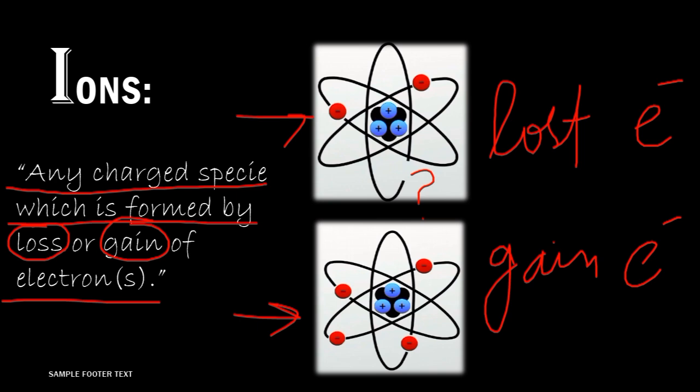If an atom loses an electron, then what is it called? And if it has gained an extra electron, then what is it called?